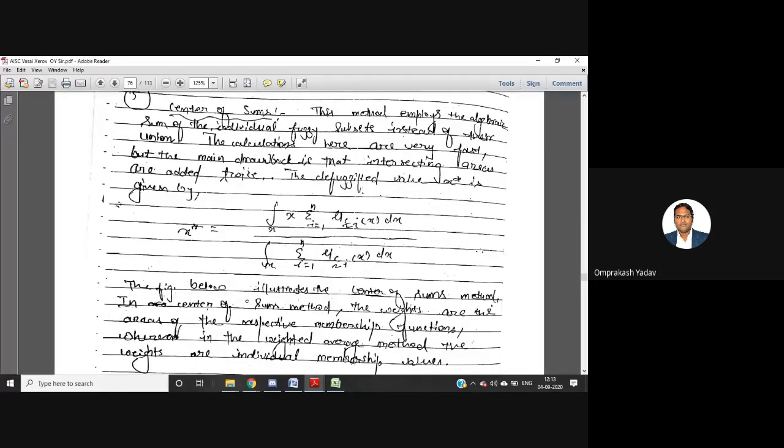But the idea is that the calculation is fast because we directly see the input graph and we directly start working on that. No need to first make the final graph and then do the problem based on the final graph. So here we directly see the input graph and then we try to calculate. And remember this drawback: the main drawback is that the intersecting areas are added twice.